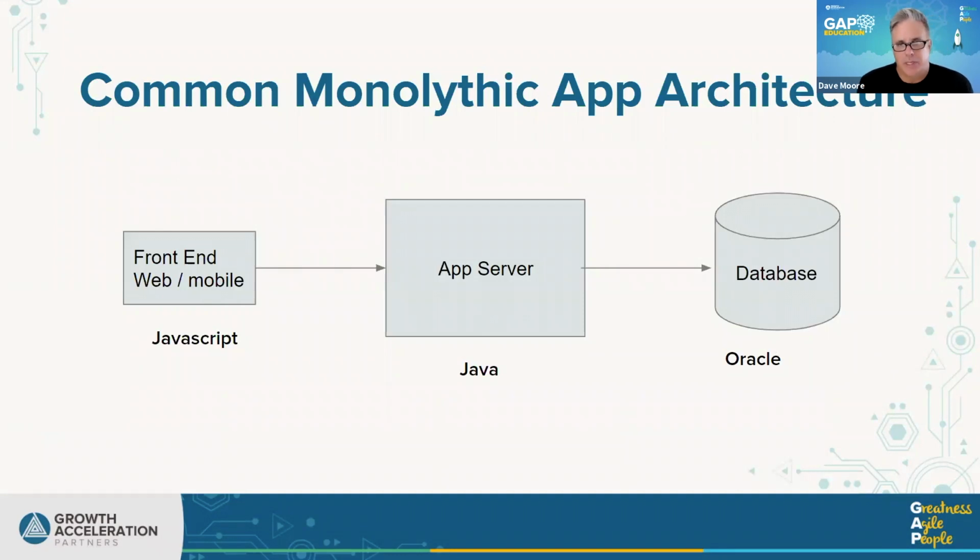When we look at a common monolithic application architecture, it looks like this. And this is no surprise to anybody on the call here. We have a front end, web or mobile, typically in JavaScript with frameworks there. It connects to an app server. We'll say that's a Java implementation. And the app server connects to the database. Relational databases have been popular for many decades, and Oracle is also a popular one there. So this is a very common monolithic application architecture that we're trying to break away from for many reasons.